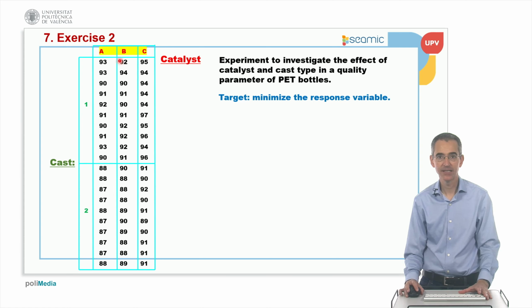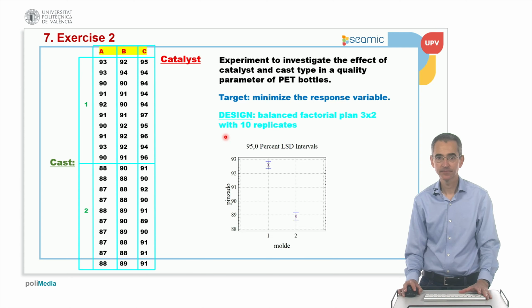So we have the cast, two types of cast that we call type 1 and type 2. And then we have the catalyst. We have three types of catalysts that we will call A, B, and C. So in total, we have 3 multiplied by 2, 6 treatments. And for every treatment, we have a lot of replicates. So these are all the data that are obtained experimentally. Okay. So this is a balanced factorial plan with 10 replicates.